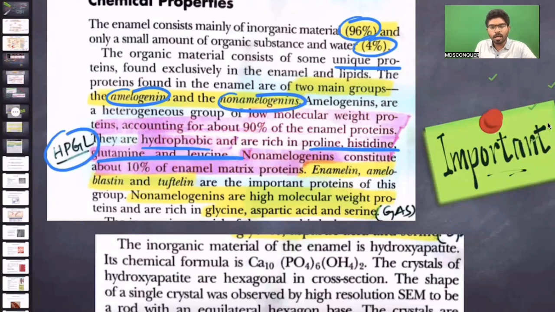Okay. Next one, non-amelogenins, which are going to occupy 10%. So what are the proteins that are present in non-amelogenins? They are ETA. So when coming to the amino acids, what are the amino acids which are rich here? GAS. So tell me, what is the code for amino acids which are rich in amelogenins?